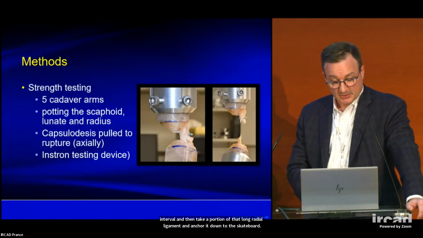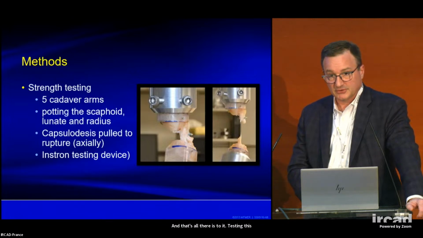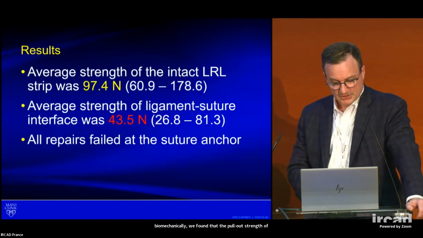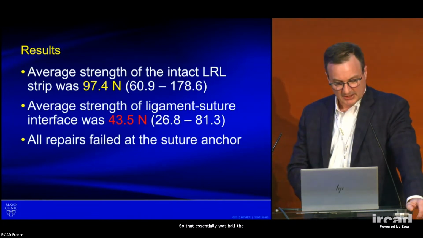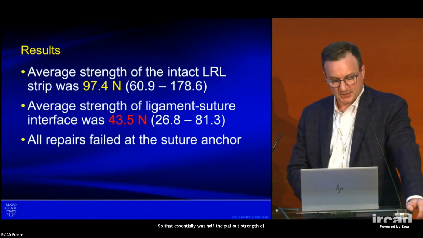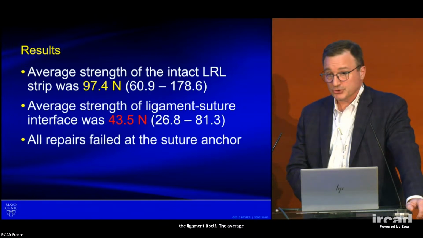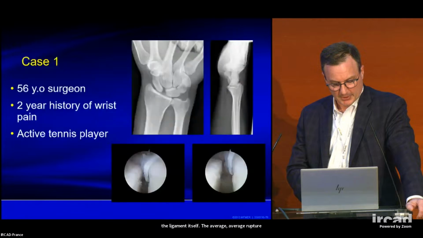Testing this biomechanically, we found that the pull-out strength of this particular capsulodesis was equivalent to the pull-out strength of the suture anchor, so that essentially was half the pull-out strength of the ligament itself. The average rupture strength for the long radiolunate ligament is equivalent to about 100 newtons. So the larger suture anchor you use, the better your repair will be. So if you use 2 suture anchors, as we saw yesterday, that can be very effective.